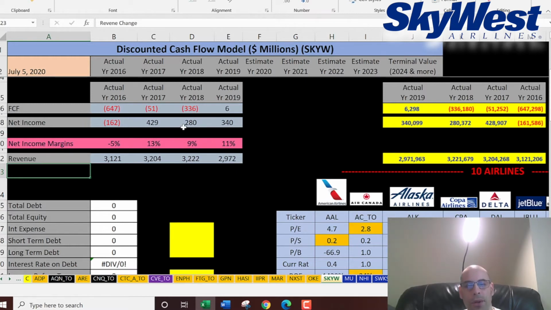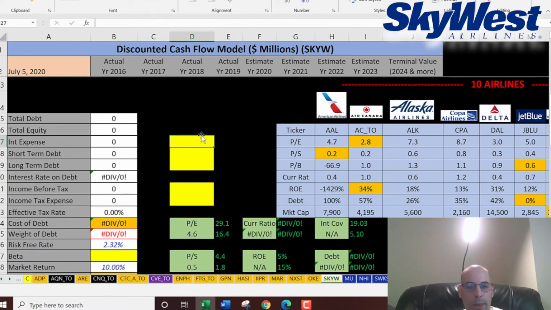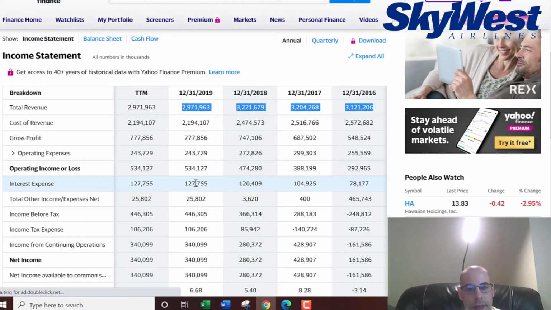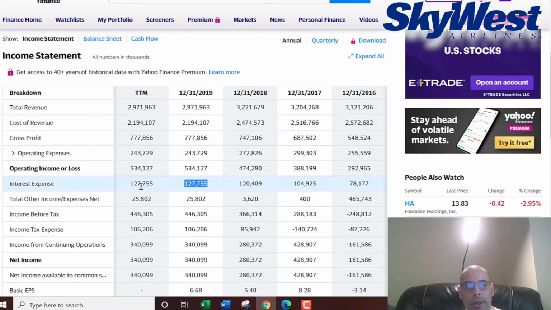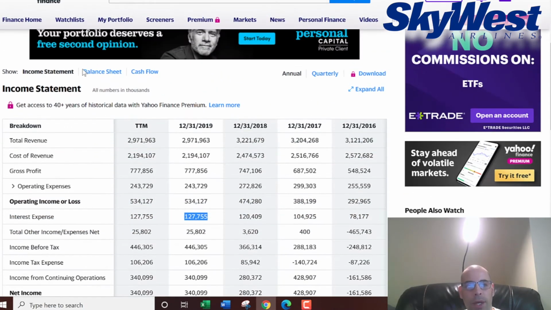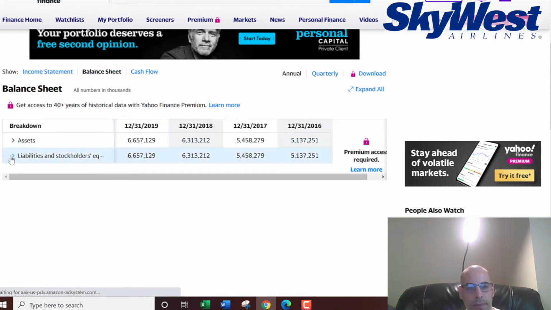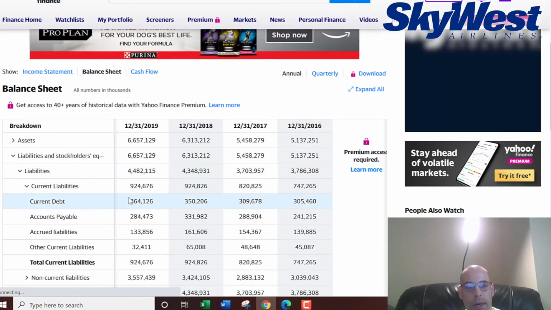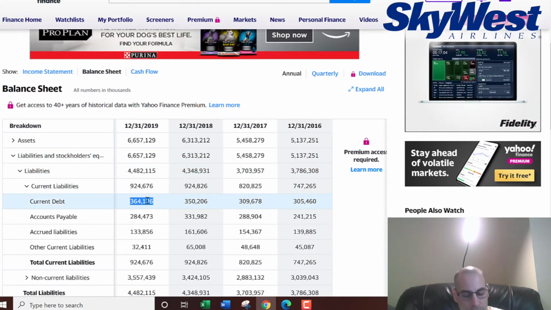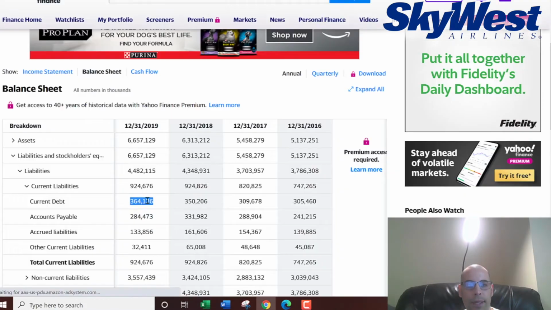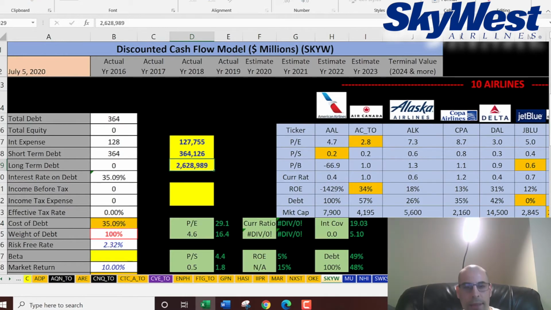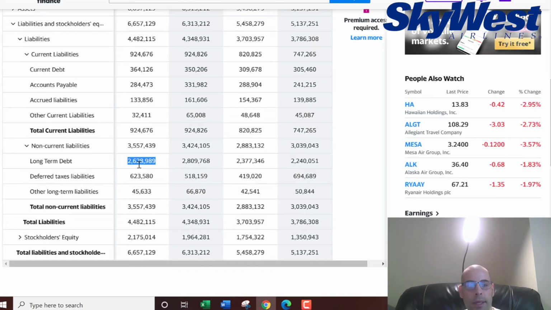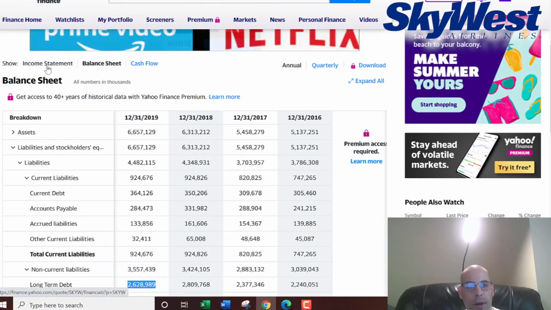Let's look at the capital structure of the company to figure out what discount rate we need to apply to the future cash flows. The interest they pay on their debt is $128 million, and that was on the income statement. Now, to figure out how much debt they have, we'll go to the balance sheet, to the liability section. Under current liabilities is the current debt of $364 million, and that's debt that's due within 12 months. And under non-current liabilities shows the long-term debt of $2.6 billion, and that's debt due after 12 months. So they pay 4.3% interest on their debt.